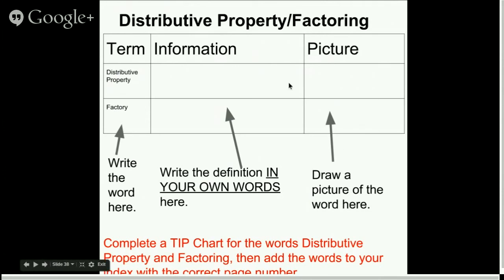Last thing for this, write a tip chart for both of these words. Go ahead and pause it.